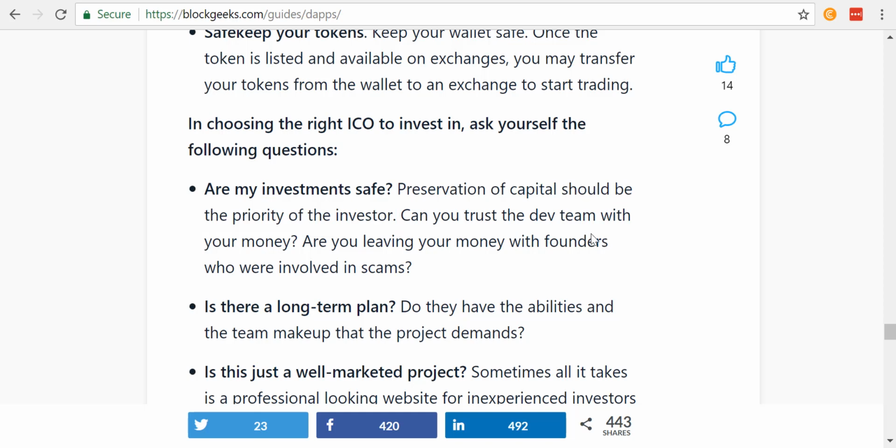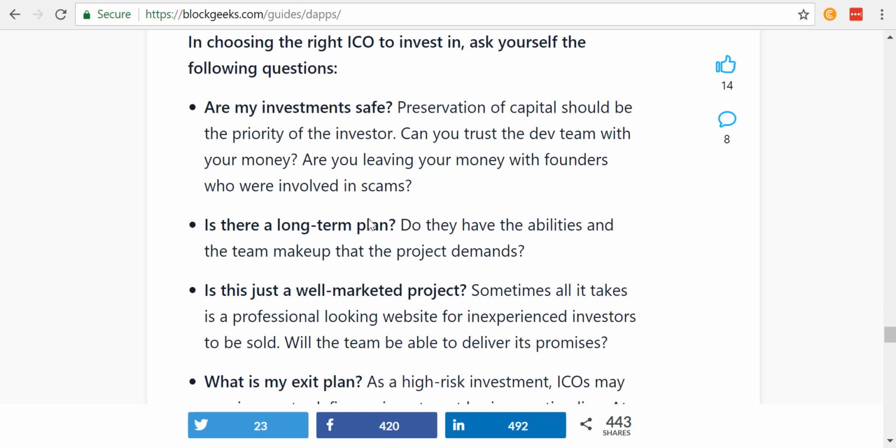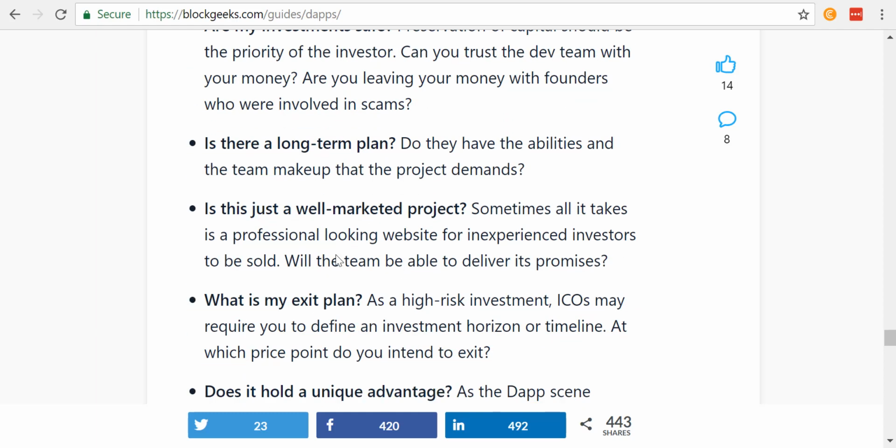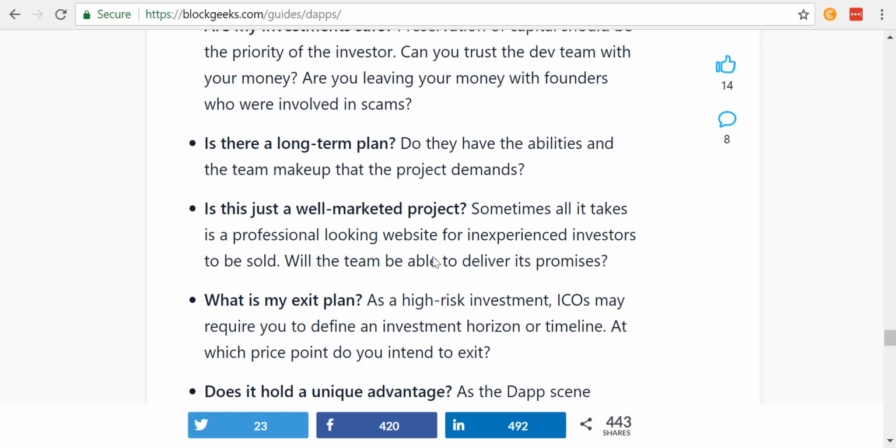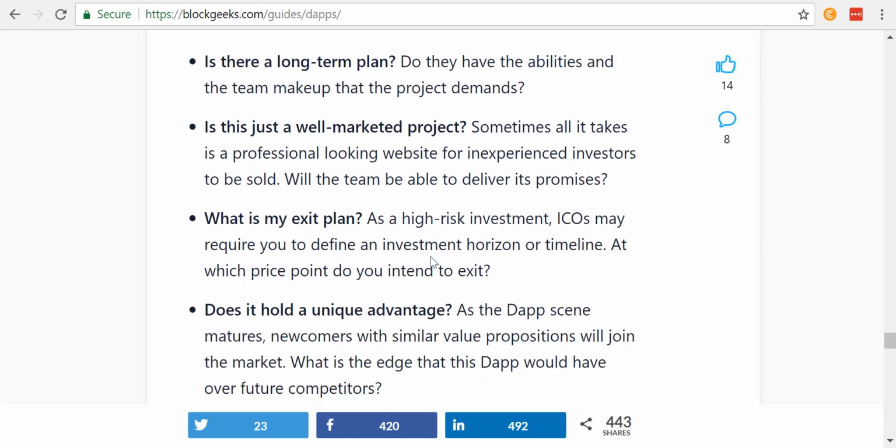Can you trust the dev team with your money? Are you leaving your money with founders who were involved in scams? This is important. Is there a long-term plan? Do you have the abilities and team make-up the project demands? Is this just a well-marketed project? Sometimes all it takes is a professional-looking website for inexperienced investors to be sold. Will the team be able to deliver on its promises?